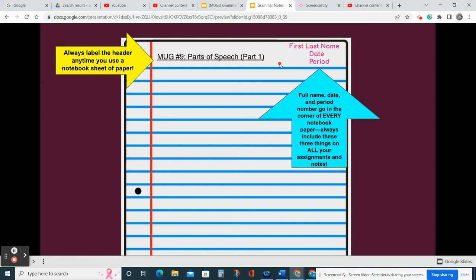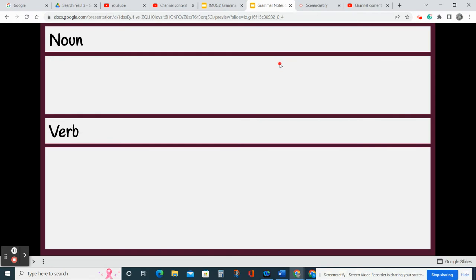So, we are going to start off with 2 of the easiest parts of speech ever. And those are your nouns and your verbs. You should know what a noun and a verb are way back from like elementary school time. So a noun is a word for a person, place, thing, concept, or idea.